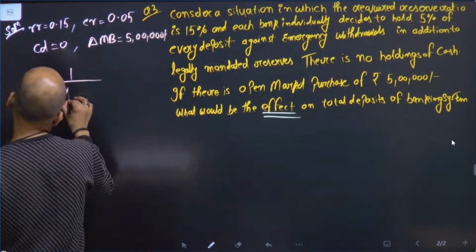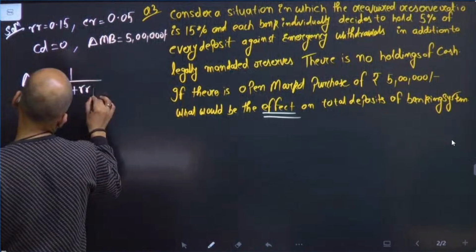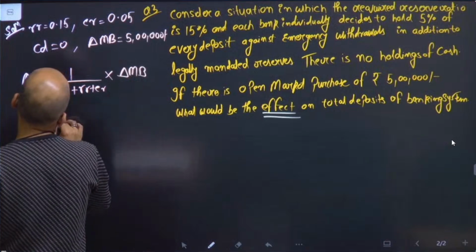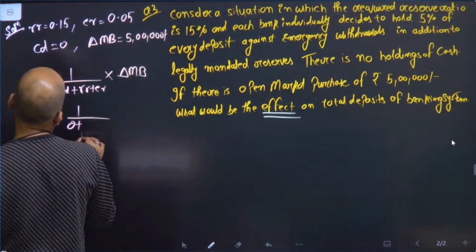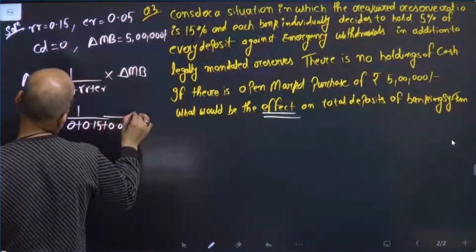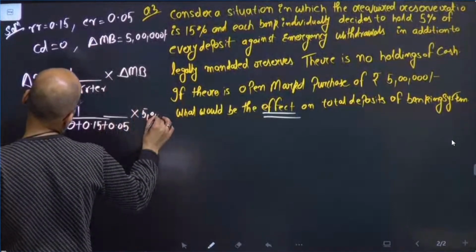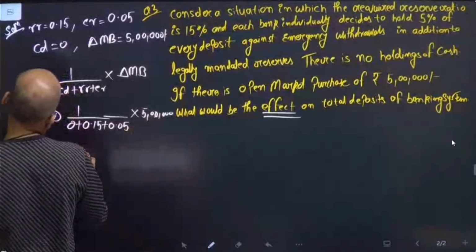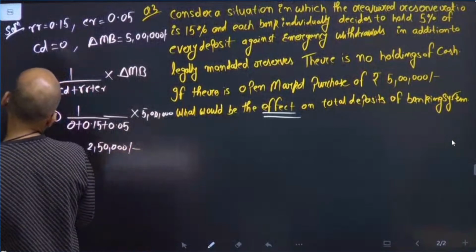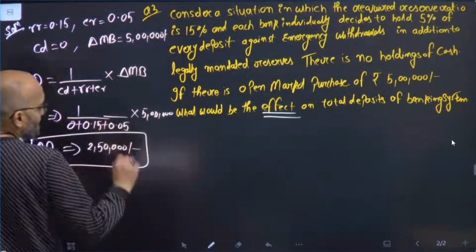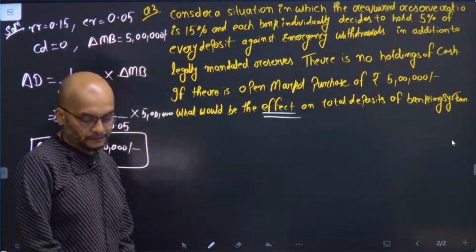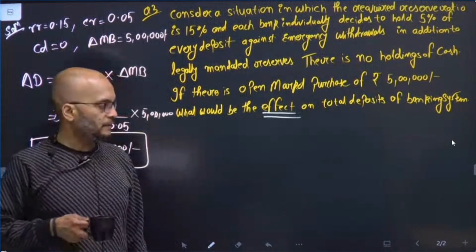And we all know change in deposit will be 1 upon CD plus RR plus ER or ED into delta MB. CD is 0, RR is 0.15 and ER is 0.05. Change in monetary base is 5 lakh. Solve it, you will get it as positive 2,50,000. That means total deposit is going to increase by 2,50,000. Understood? Please note it.